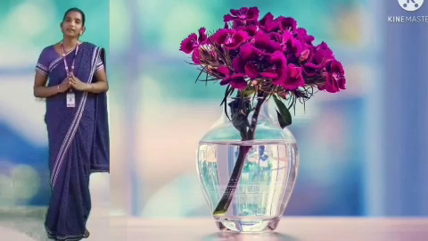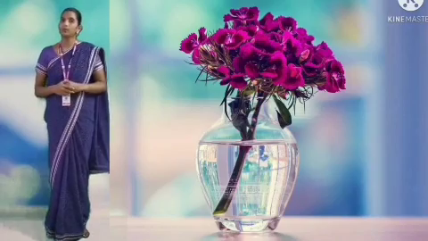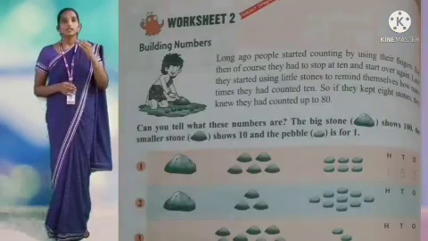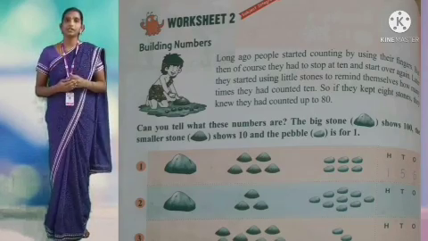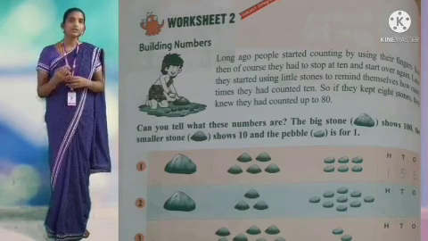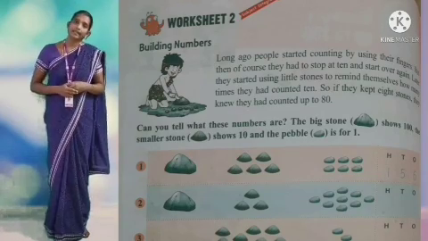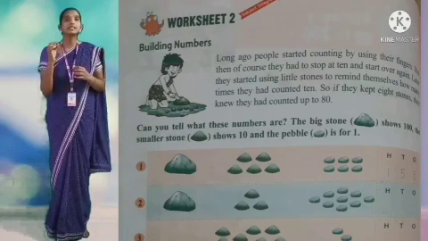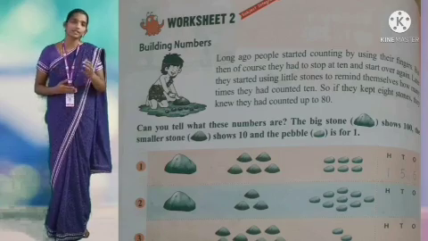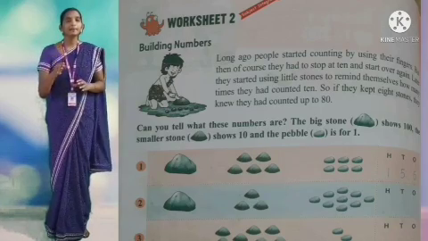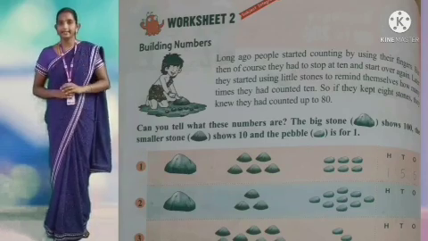Page number 6, building numbers. They've given a passage. We are going to read out that passage and then I am going to explain you what the concept is about. Okay? Let's start. Long ago, people started counting by using their fingers. But then, of course, they had to stop at the 10 and start over again. Later, they started using little stones to remind themselves how many times they have counted 10. So, if they kept 8 stones, they knew they had counted up to 80.